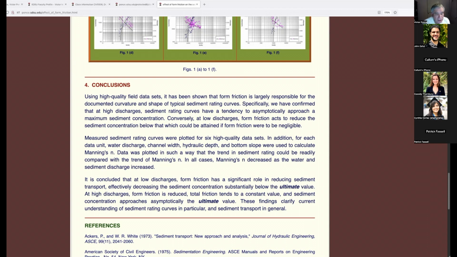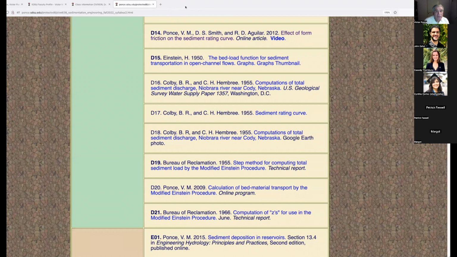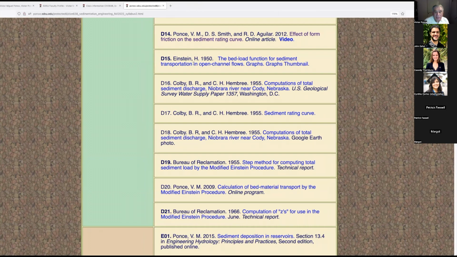It is concluded that at low discharges, form friction has a significant role in reducing sediment transport, effectively decreasing the sediment concentration substantially below the ultimate value. At high discharges, form friction is reduced, total friction tends to a constant value, and sediment concentration approaches asymptotically the ultimate value. These findings clarify current understanding of sediment rating curves in particular and sediment transport in general.